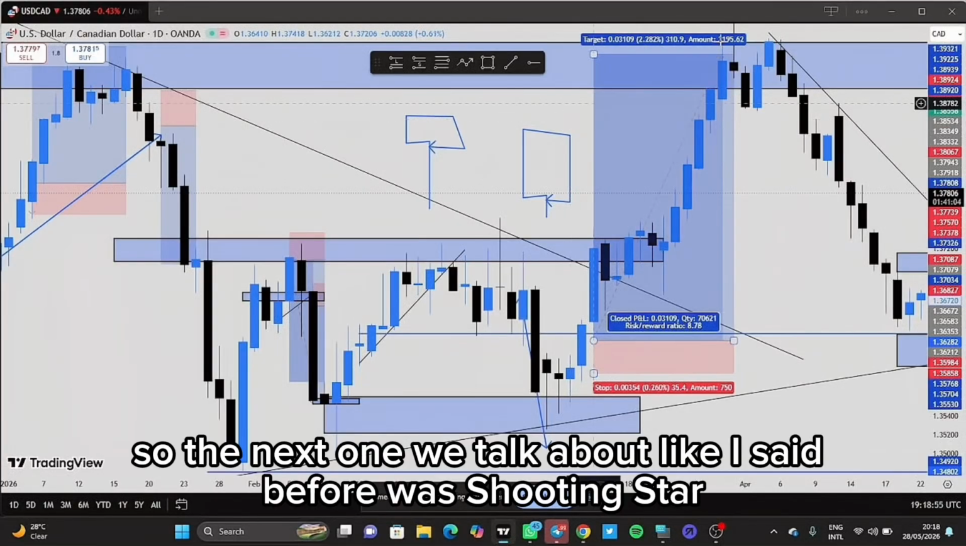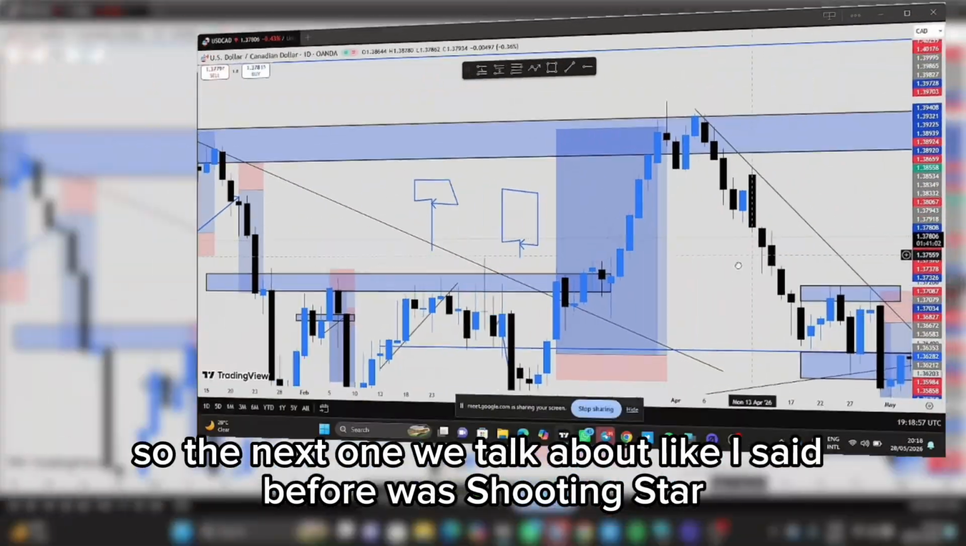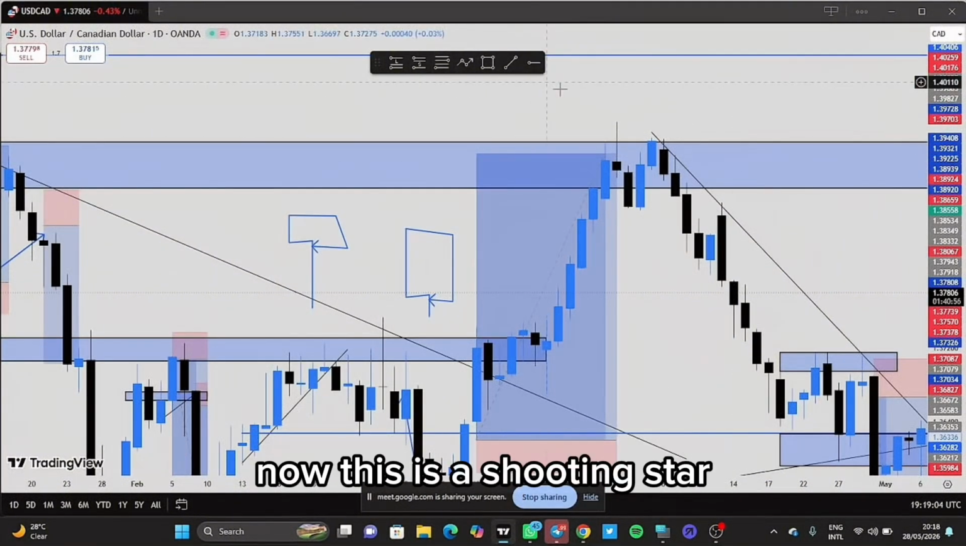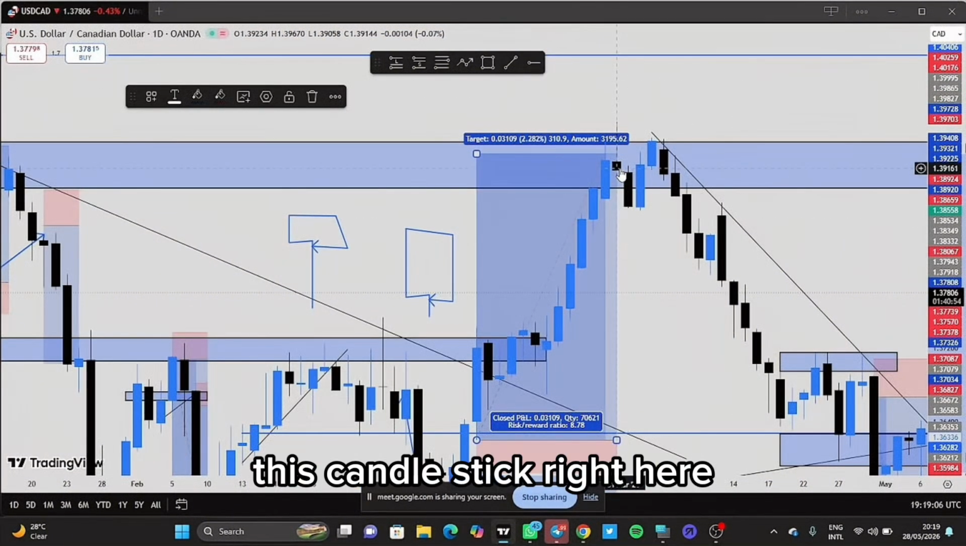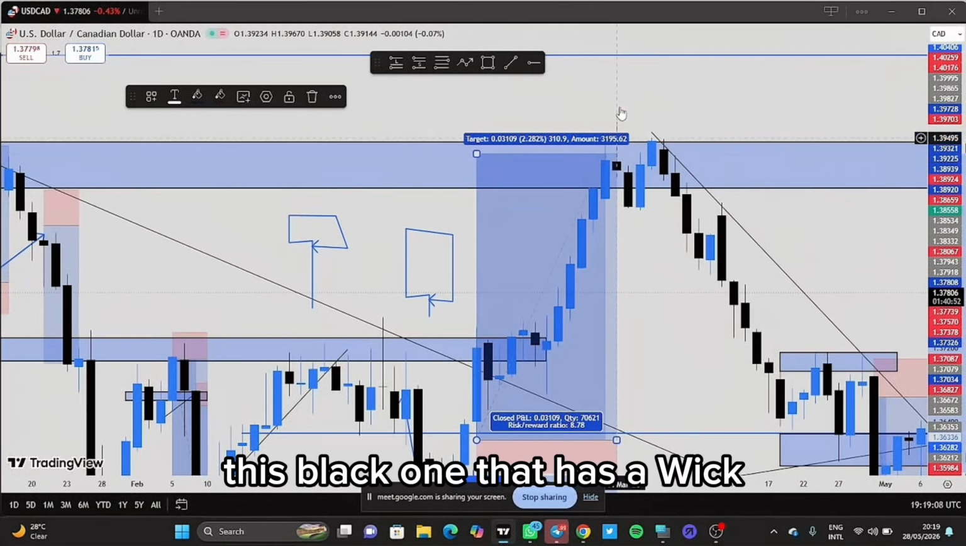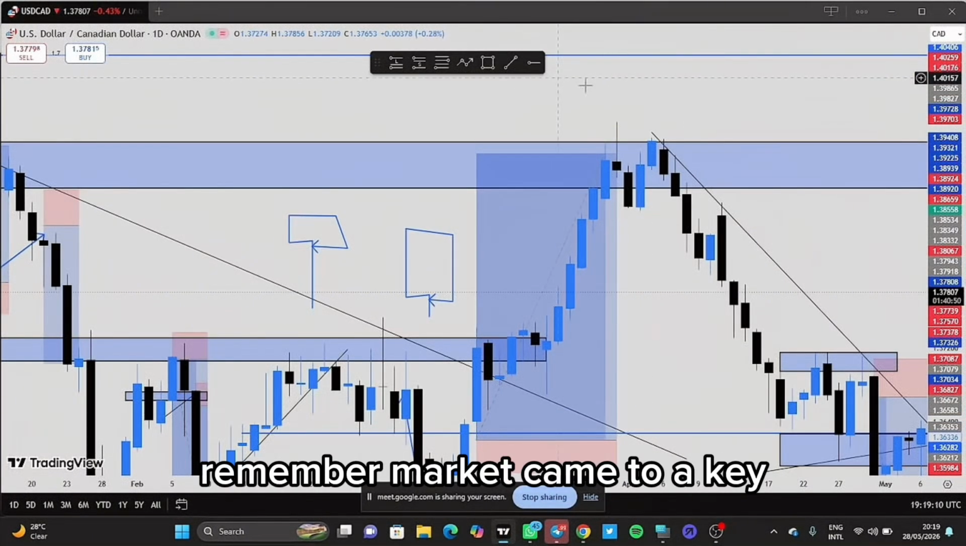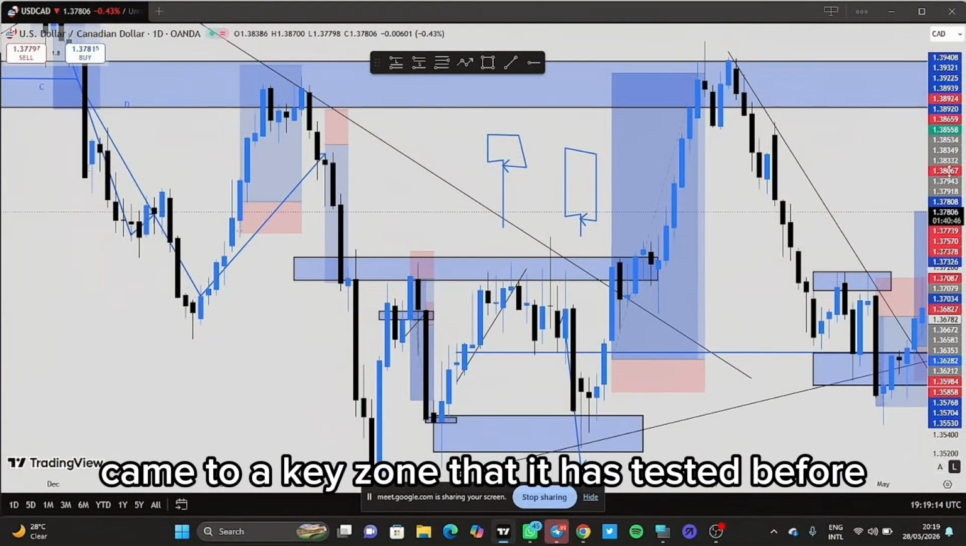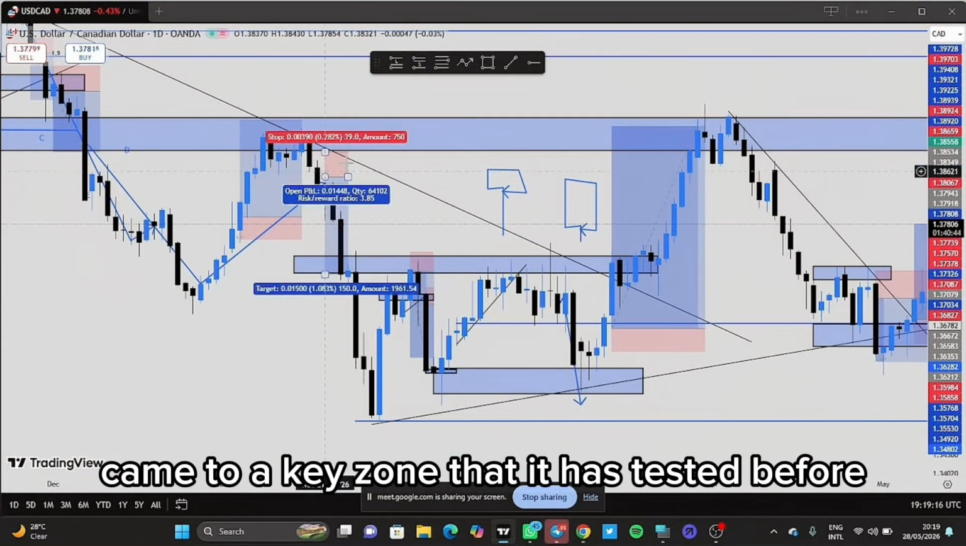So the next one we'll talk about, like I said before, was the shooting star. Now, the shooting star looks just like this right here. Now, this is a shooting star. This candlestick right here, this black one that has a wick. Remember, the market came to a key zone that it has tested before.